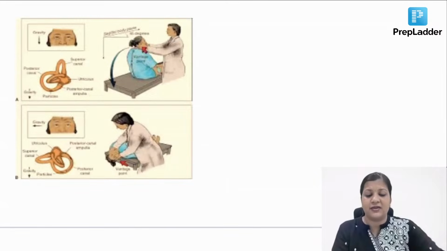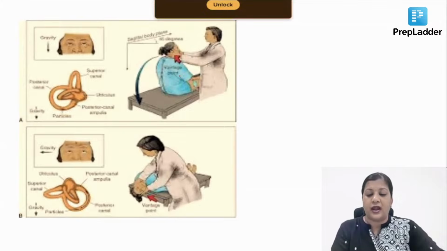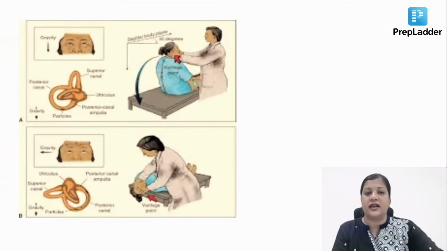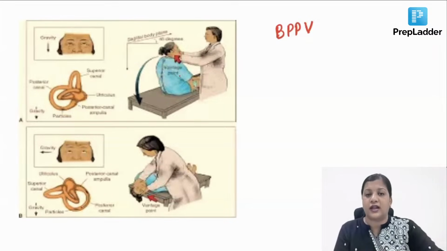Now look at this image and tell me what is being done in this patient. The patient is made to sit, and then the head is turned, and after the head is turned, the patient is made to lie down. And now what is it that you see? Yes, this is done for BPPV, benign paroxysmal positional vertigo.